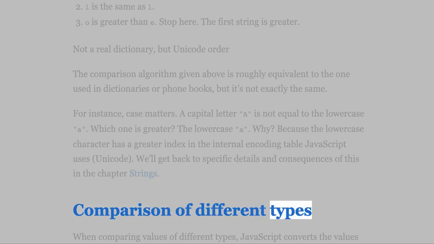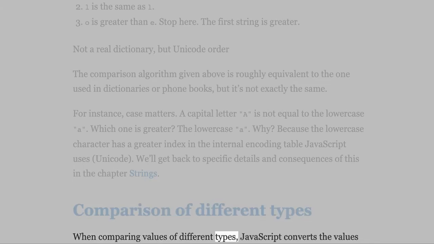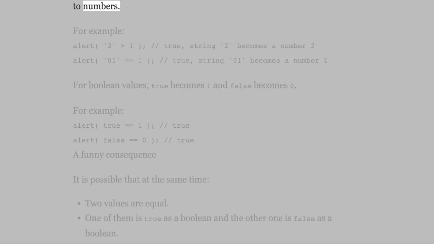Comparison of different types. When comparing values of different types, JavaScript converts the values to numbers. For example, alert('2' > 1) is true, string '2' becomes a number 2. alert('01' == 1) is true, string '01' becomes a number 1. For Boolean values, true becomes 1 and false becomes 0. For example, alert(true == 1) is true, alert(false == 0) is true.